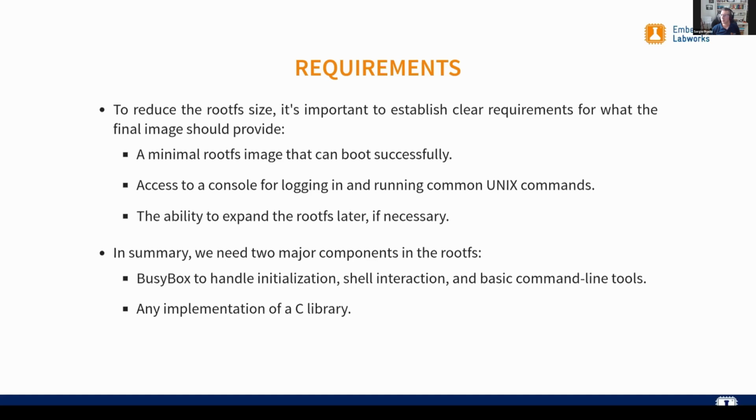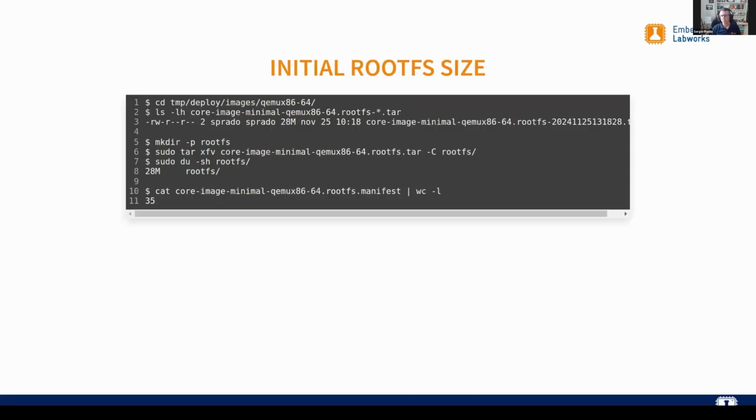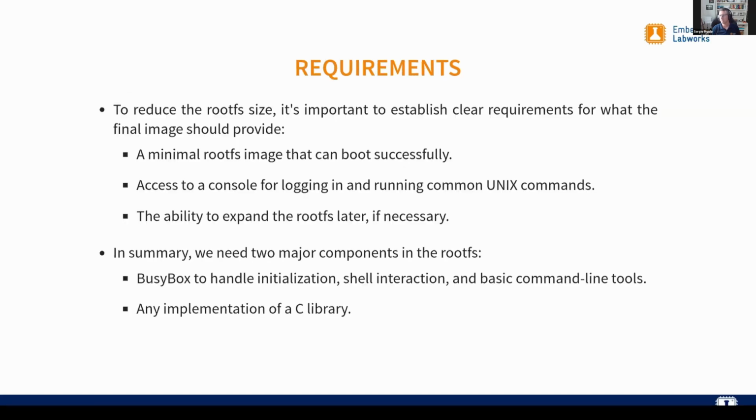But it will probably be not that useful, right? So let's say we want a very small root file system that can boot successfully, that can get us into a shell, and we can run some simple commands like ps, cat, grep. So that's our main requirement. That means maybe just BusyBox and libc, for example. Let's see if we can get there, right? Because the initial image, the default image, has much more than that, with the configuration that we have here, right?